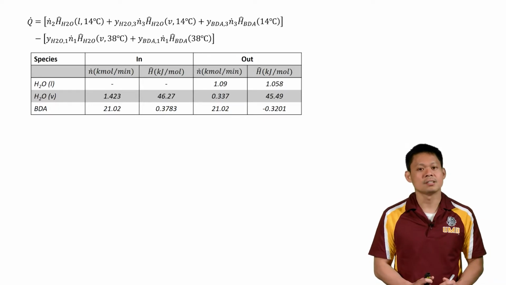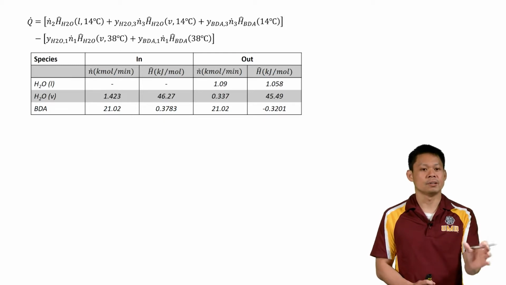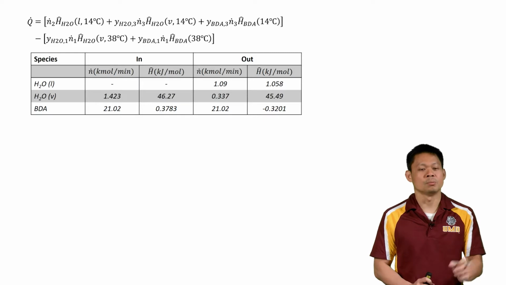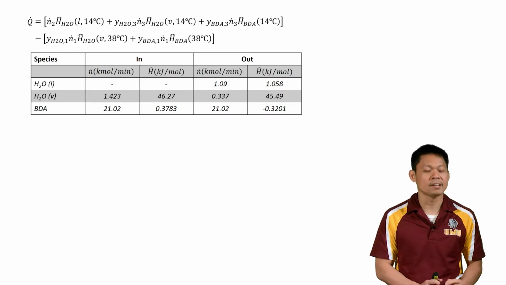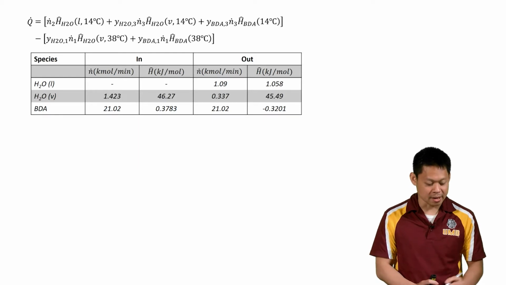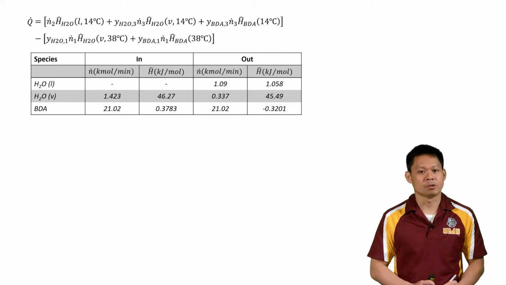But for now, this is just a neat way to look at what's going on. We have our species, we have our inputs and our outputs, the molar flow rates, and the specific enthalpies. We don't have any liquid water coming in. We have water in vapor form and bone dry air coming in. And coming out, we have all 3 of them.